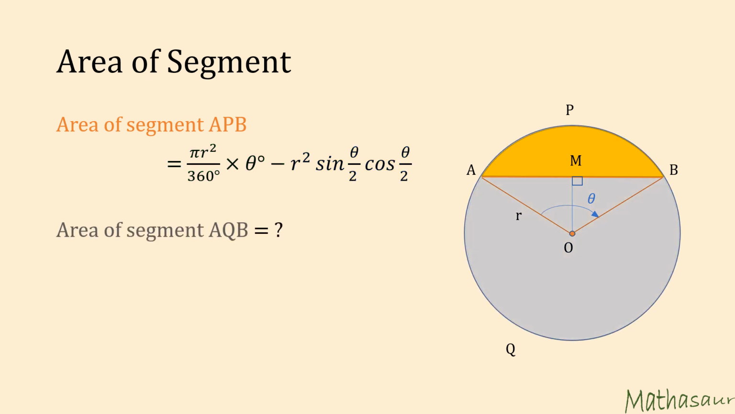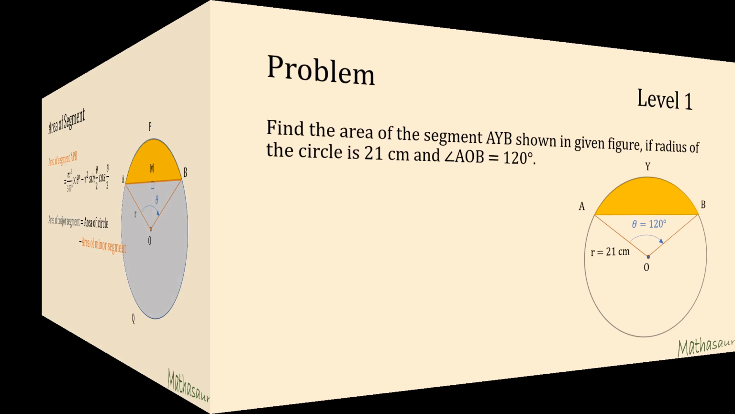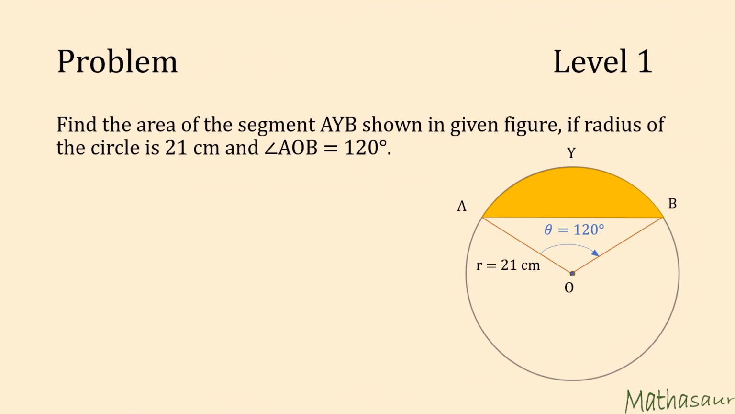What about the area of the segment AQB? We could subtract the area of segment APB from the area of the circle. In other words, we can write area of major segment is equal to area of circle minus area of minor segment. Let us look at a few problems.